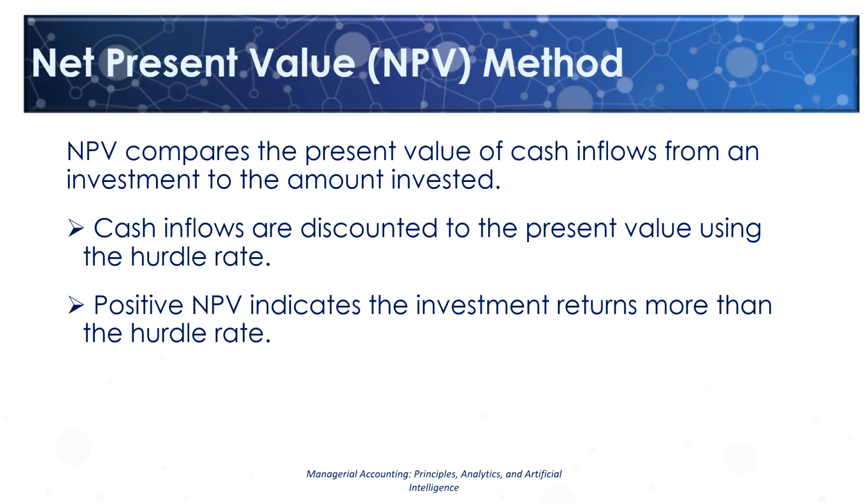Now we introduce net present value, or NPV. Net present value compares the present value of cash inflows to the amount invested. Cash inflows are discounted using what's called a hurdle rate, also called a required rate of return. If net present value is greater than zero, the project adds value and should be accepted. If net present value is below zero, the project does not meet the hurdle rate and should be rejected.